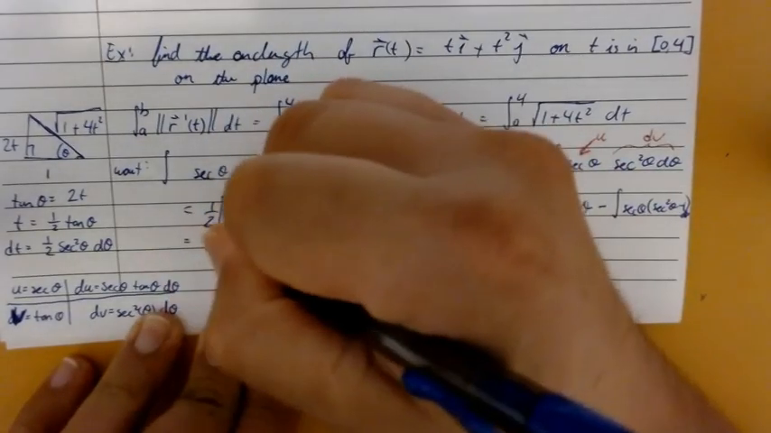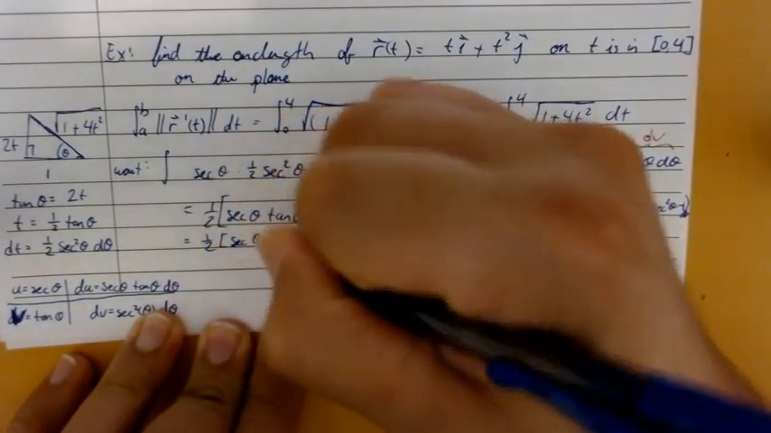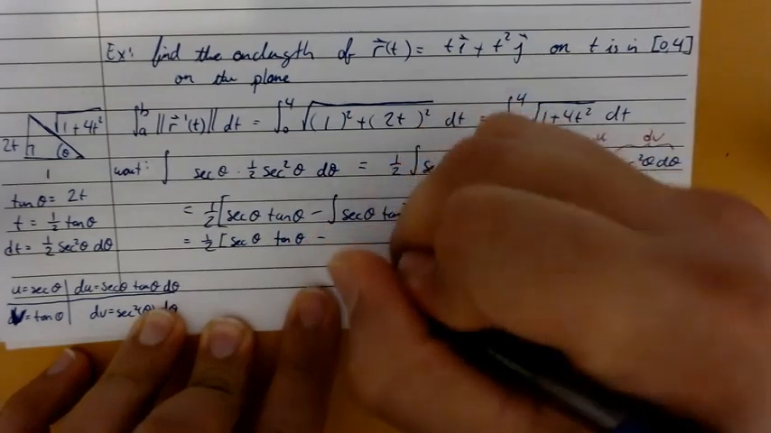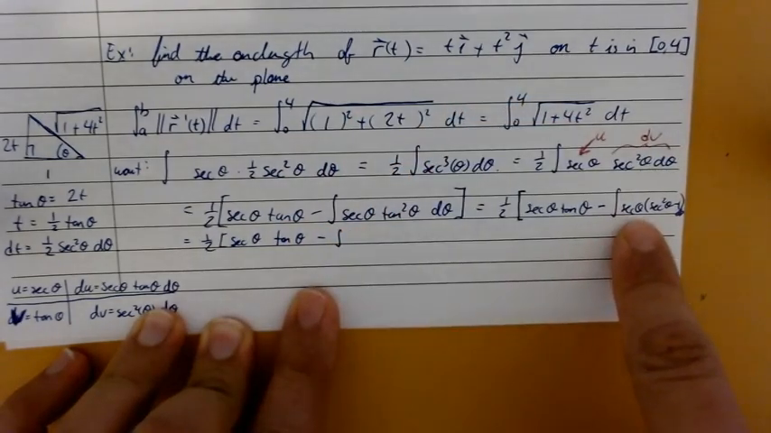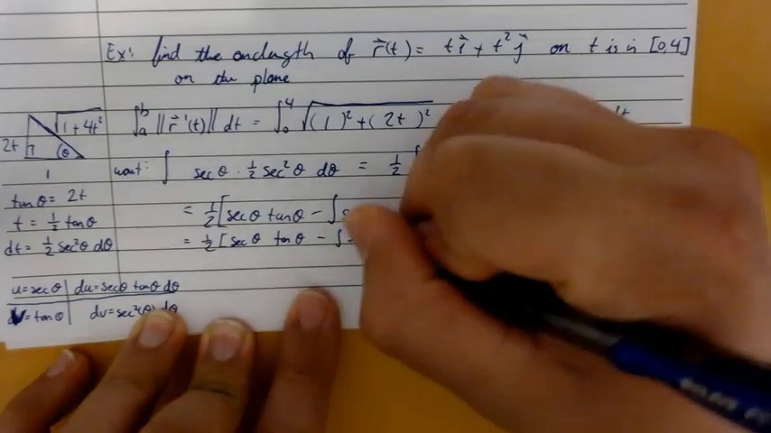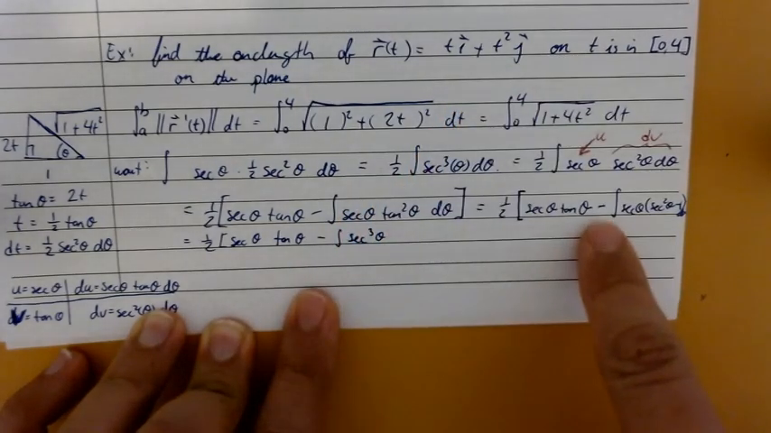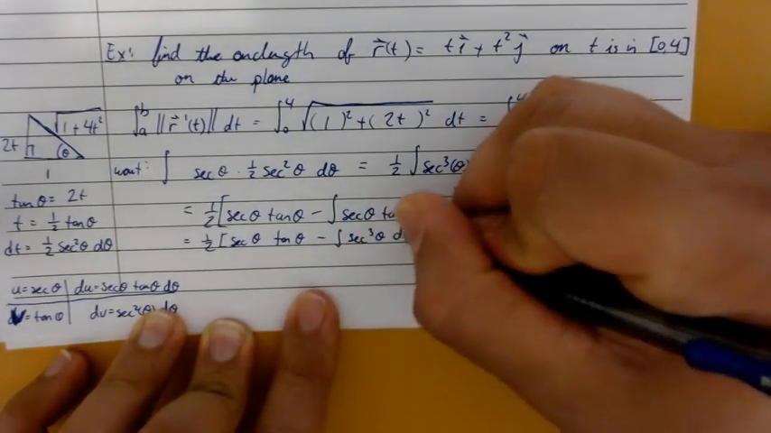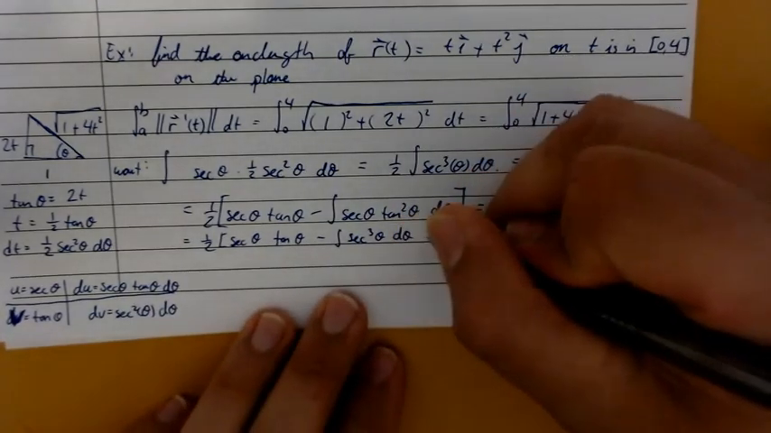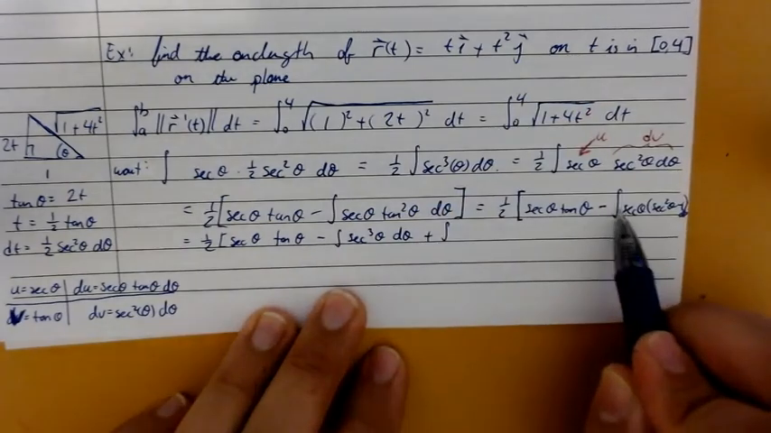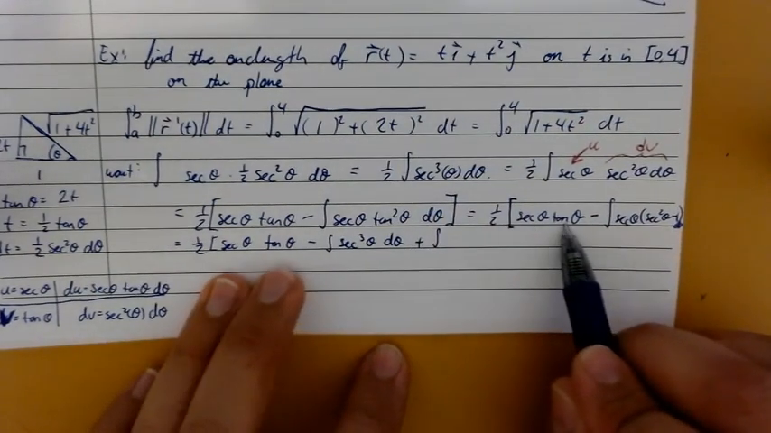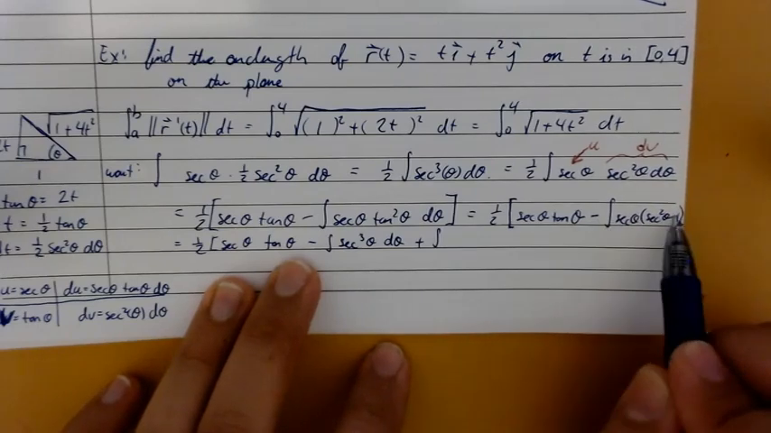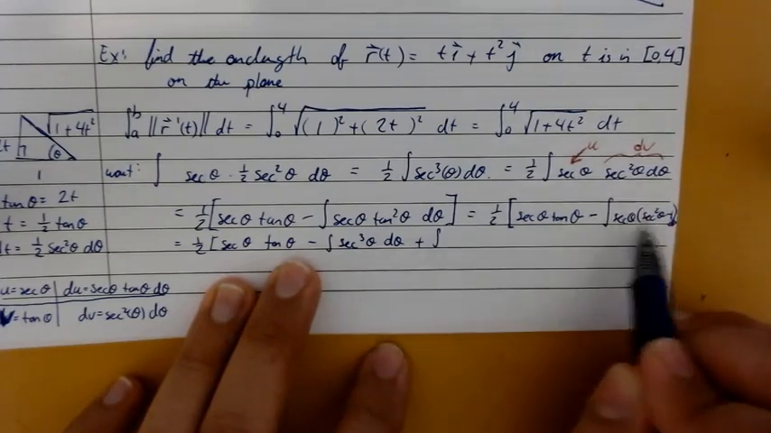times the secant of theta tangent of theta minus the integral of secant cubed of theta, and then minus a minus, so that could be plus secant of theta, which I guess I'll write as its own integral. So that would be secant of theta tangent of theta minus, and I have this integral right here, secant cubed, and then I have minus another minus, so I'll make that a plus secant of theta.